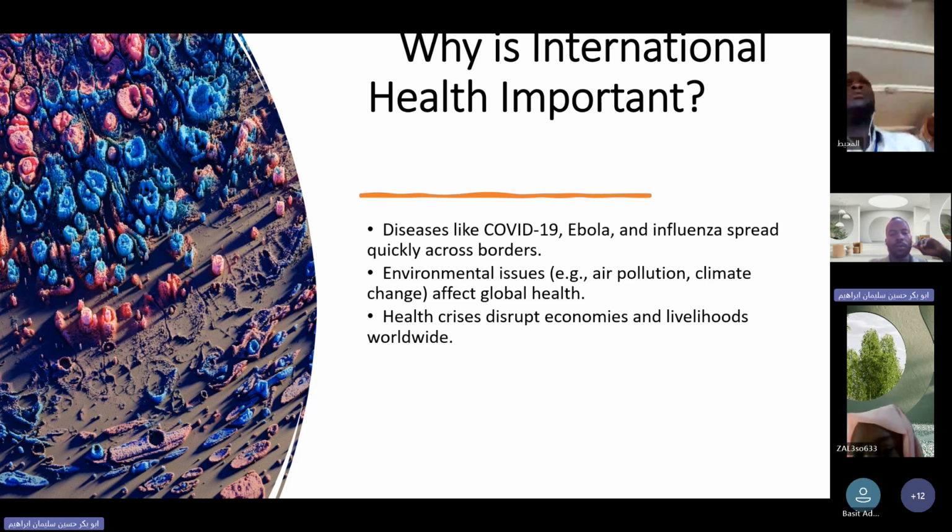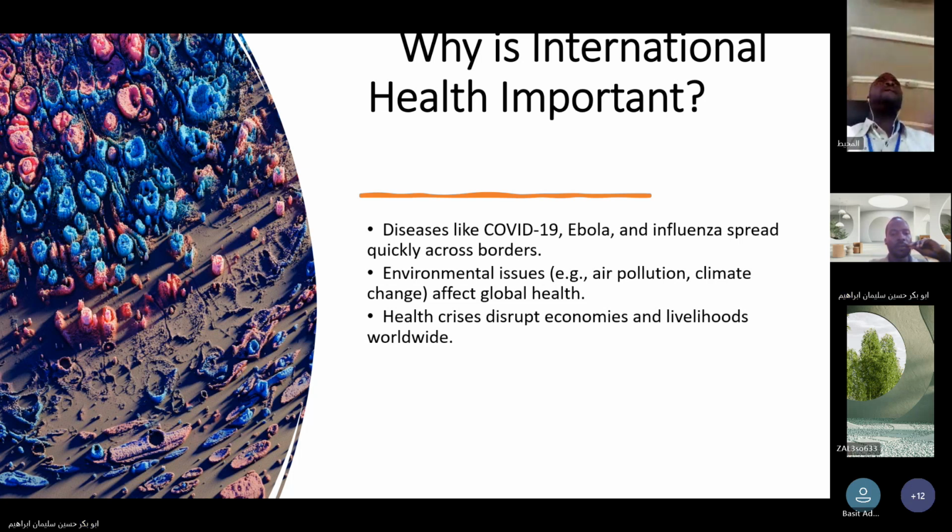As you studied before, acid rain can cause problems. Also climate change: now around the world many countries suffer from climate change. This is why international health is important, because with international health we can control environmental issues like air pollution and climate change. Different countries, agencies and organizations can work together and control these issues.